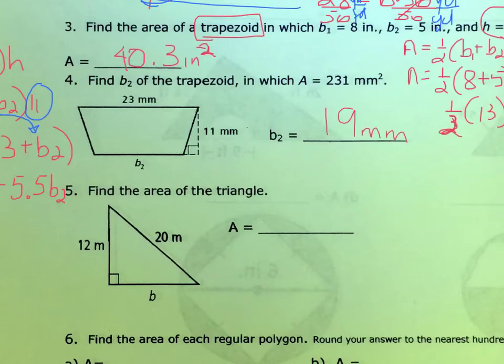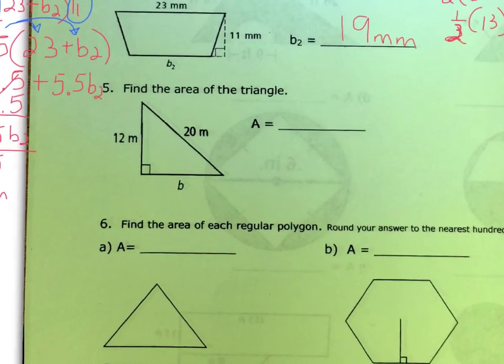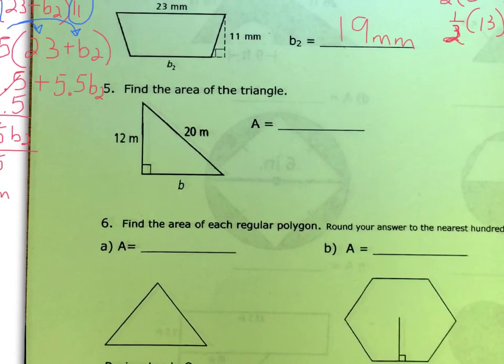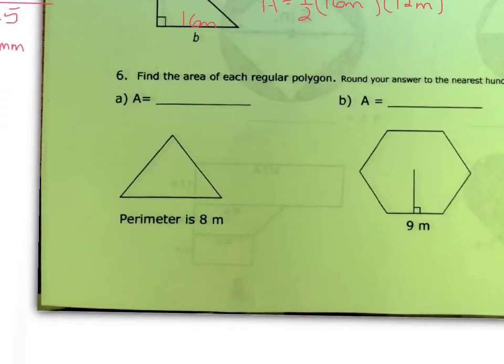Okay, number 5. What did you get for number 5? What's the length of the base? 16. You just do a squared plus b squared equals c squared, and you'll find the 16. And then just plug it into the formula. A equals 1/2, base is 16, height is 12, and then multiply all of that in the calculator. So it's 96 square meters. And that's it.